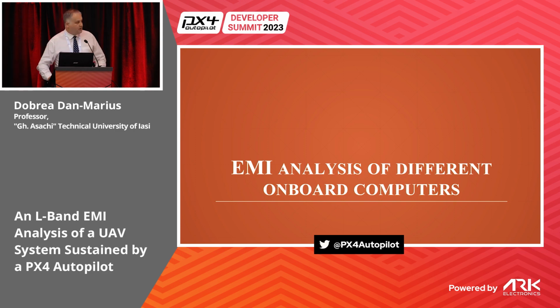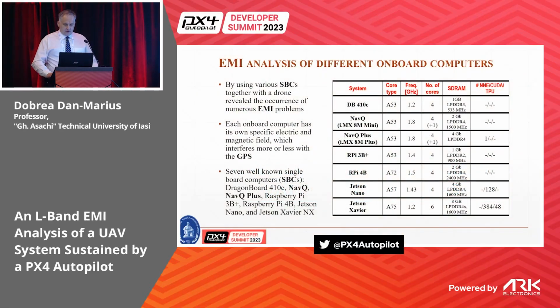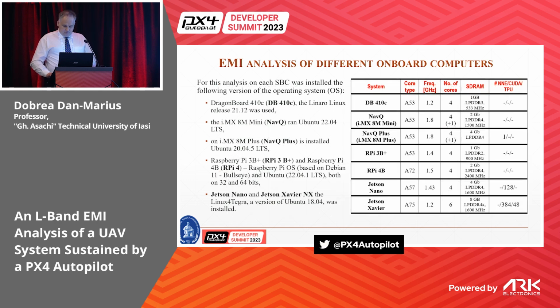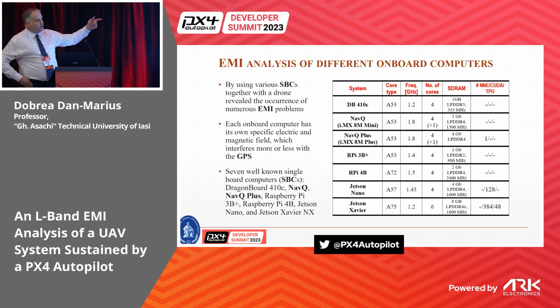Okay. Now I will analyze different kinds of onboard computers. The main idea is that each onboard computer generates unique electromagnetic fields that influence the drone components in different ways. And I analyzed all of these systems. For example, the NavQ and the NavQ Plus were used for the Hover Games competition, and I think that the Raspberry Pi system does not need any kind of introduction.